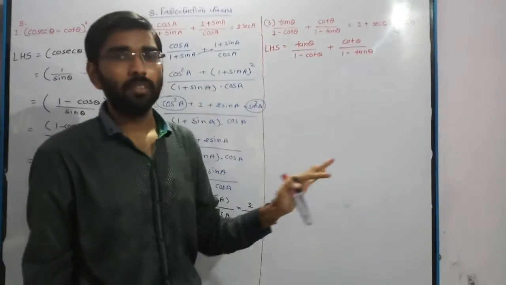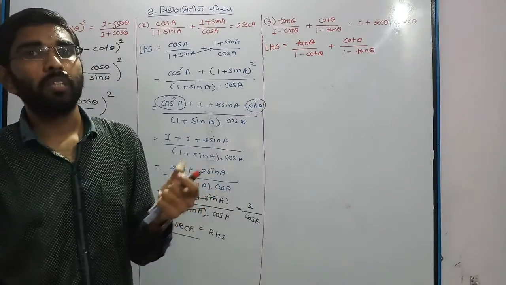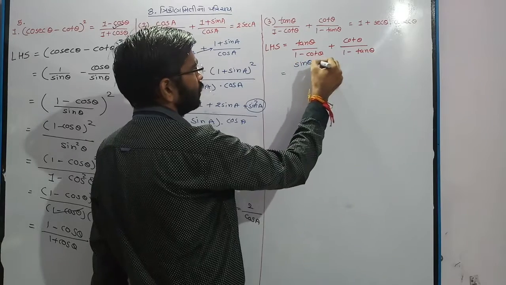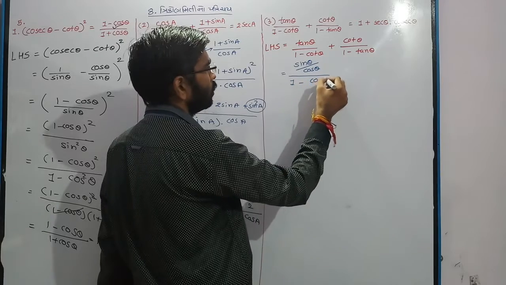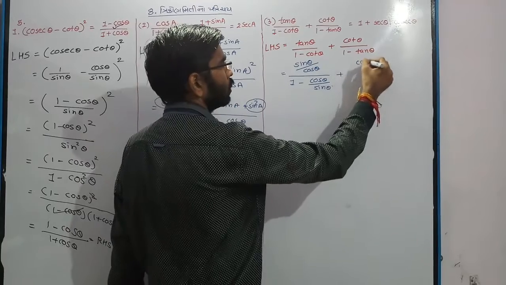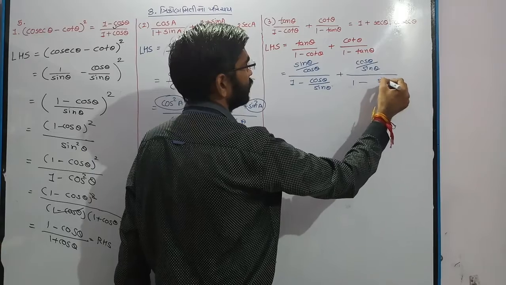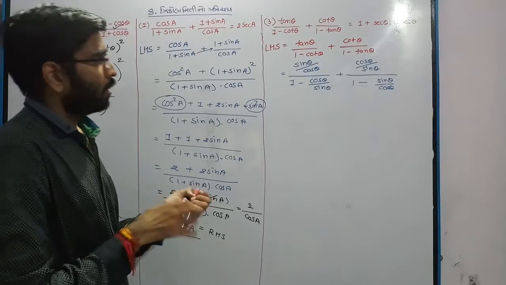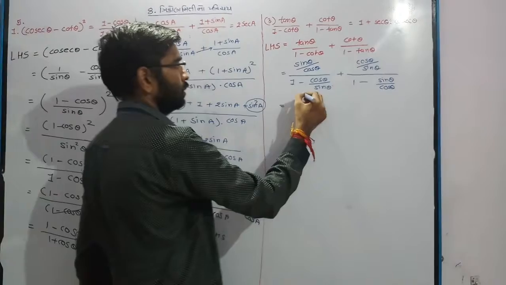Both methods are the same. Here we convert tan and cot into sin and cos. So tan theta is sin upon cos, and cot theta is cos upon sin. In the denominator, we have 1 minus cot, which is 1 minus cos by sin, and the numerator has tan, which is sin upon cos. In the denominator, we take the LCM of sin.